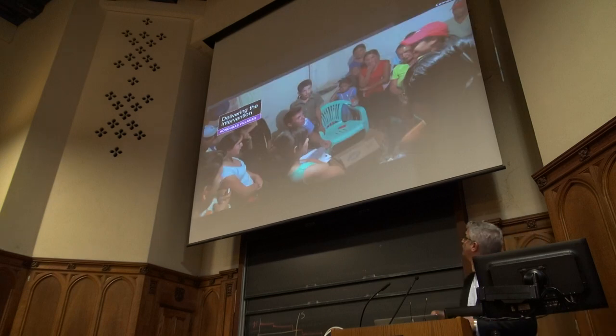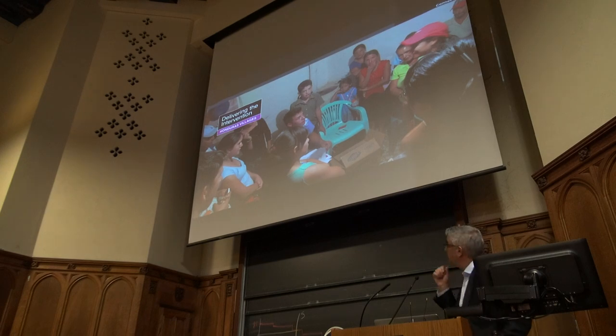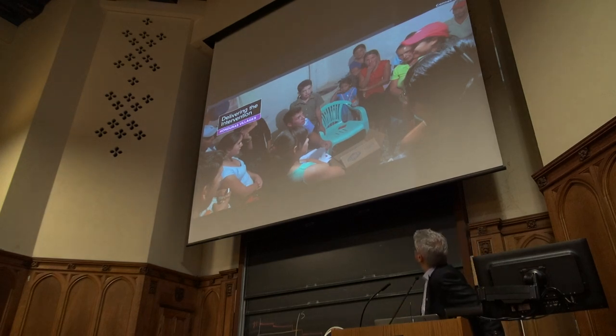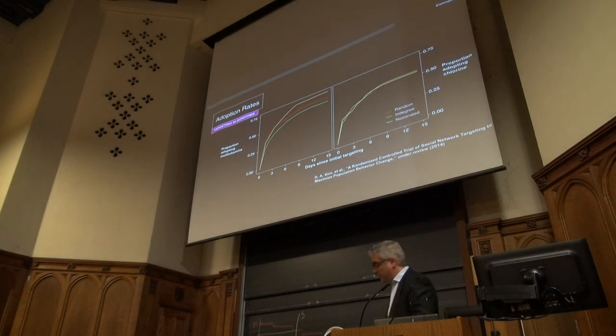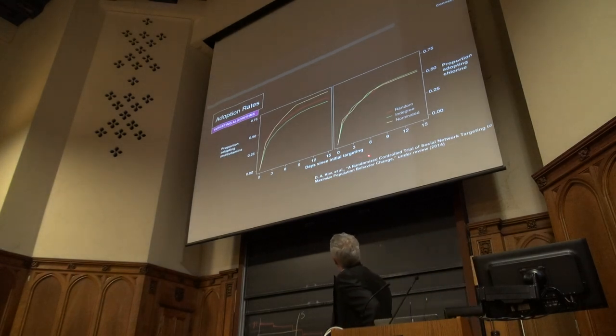And then here is one of my graduate students delivering the clean water intervention, the chlorine intervention, that's Alice Blom in the village. And here's some of our results. On the x-axis is the day since initial targeting, and on the y-axis is the proportion adopting multivitamins and the proportion adopting chlorine.